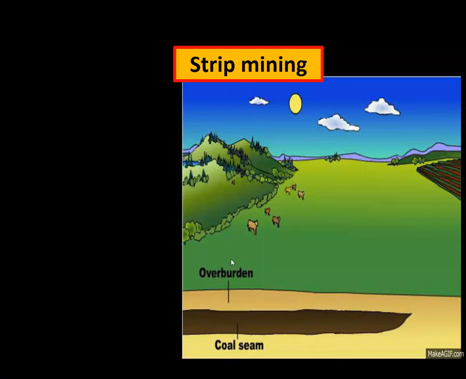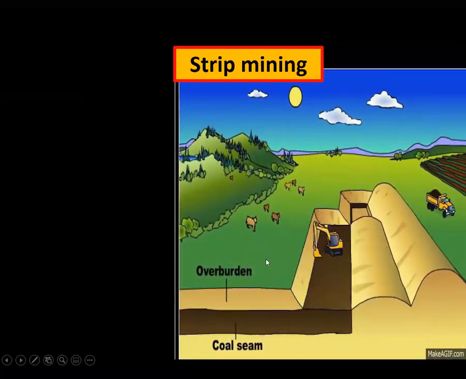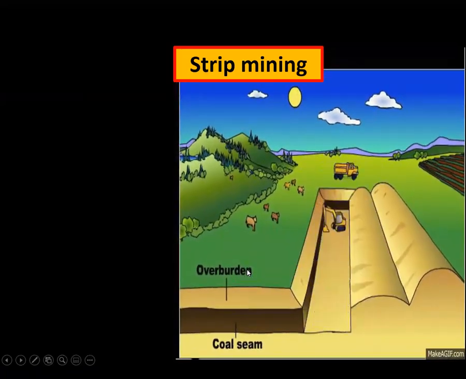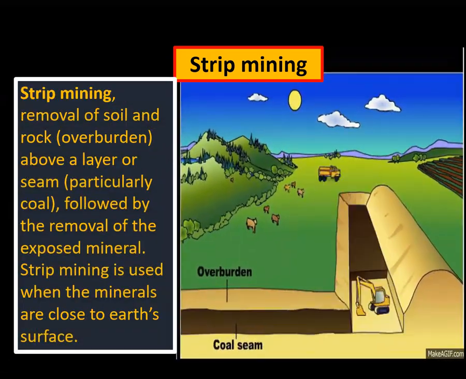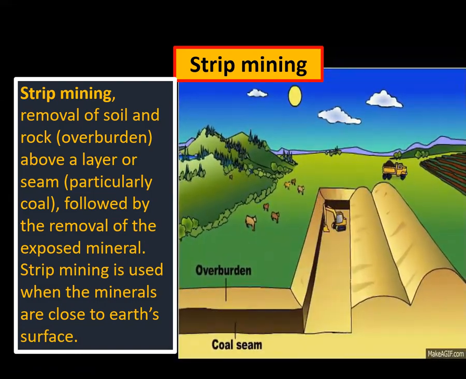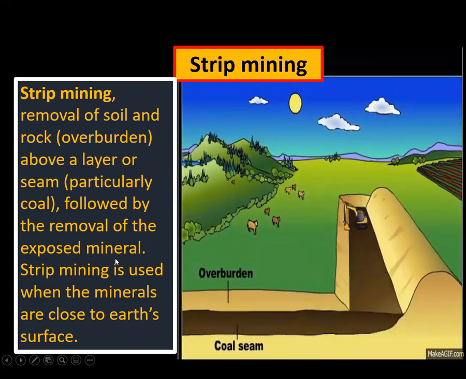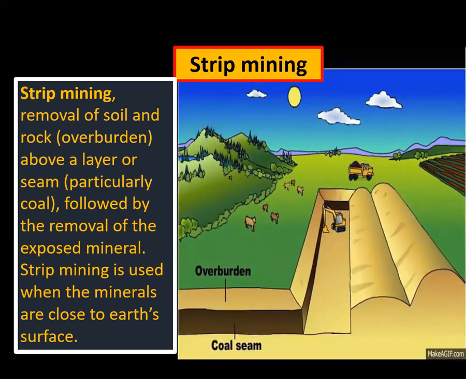Now, another example of surface mining is called strip mining. They remove the soil and rocks strip by strip, and that's why we call it the strip mining process. Strip mining is the removal of soil and rock above a layer or seam, followed by the removal of the exposed mineral. Strip mining is used when the minerals are close to Earth's surface.